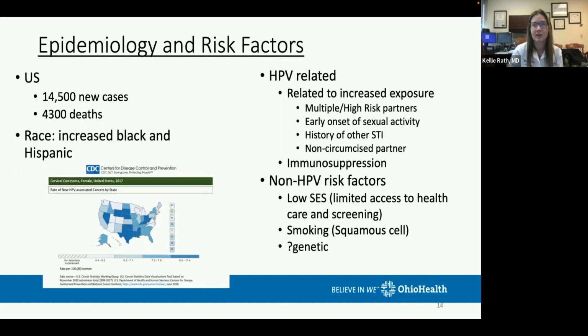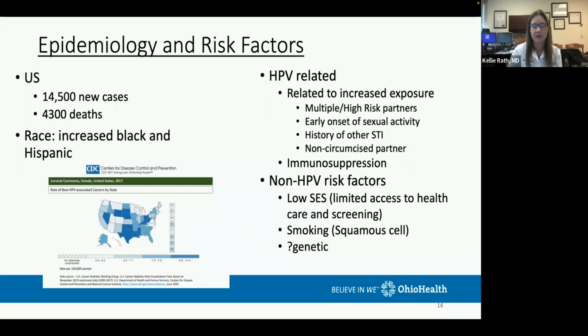We know that the majority of risk factors associated with cervical cancer are related to increased exposure. So multiple or high-risk partners, early onset of sexual activity, history of other sexually transmitted infections, as well as having a non-circumcised partner. We know that HPV is more likely to be persistent among non-circumcised people. We also know that immunosuppression is associated with cervical cancer because patients that are immunosuppressed are less likely to clear HPV, more likely to have persistent HPV, and then develop precancers and cancers.